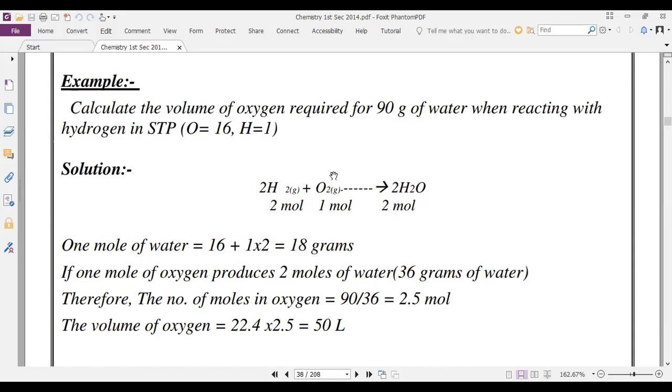And if 1 mole of water equals 18 grams, and 1 mole of oxygen produces 2 moles of water, so 2 moles of water is 36 gram. So the number of moles of oxygen gas equals mass of substance, 90, divided by molar mass, 36, which is 2.5 mole. So finally, the volume of gas equals 22.4 times 2.5, equal 50 liter. Do you understand, Mariam? Yes. Any problem till now?